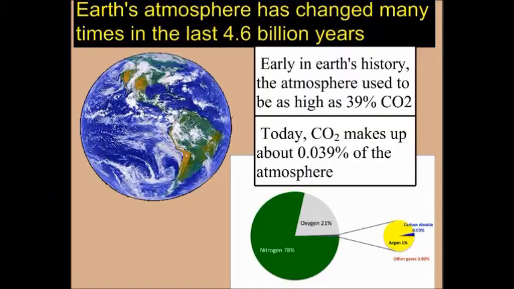We can see here that when you have more carbon dioxide in the atmosphere, less heat is able to escape from the Earth. Earth's atmosphere has changed many times in the last 4.6 billion years. Early in Earth's history, the atmosphere used to be as high as 39% carbon dioxide. Today, CO2 makes up only about 0.039% of the Earth's atmosphere, but again, that's enough to make a really big difference in the temperature on Earth.